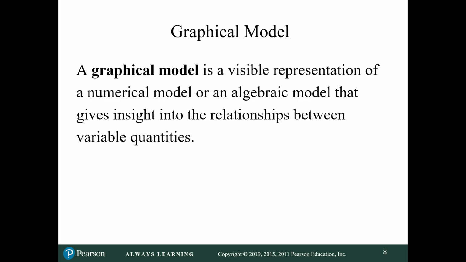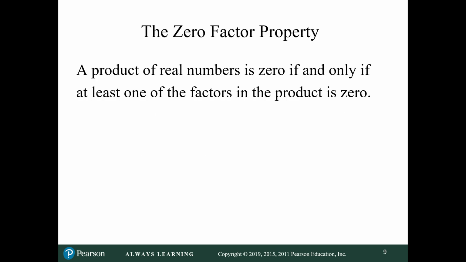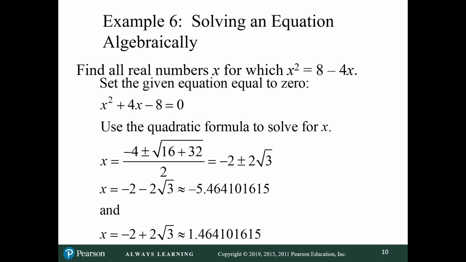Okay? A graphical model is using graphs to visualize what's going on in a situation. The zero factor property: the product of real numbers is zero if and only if one of them is zero. So that's where a graph would cross the x-axis, at zero. Okay? If you solve an equation like this, you set it equal to zero and find what x's are. That's part of the zero product property.